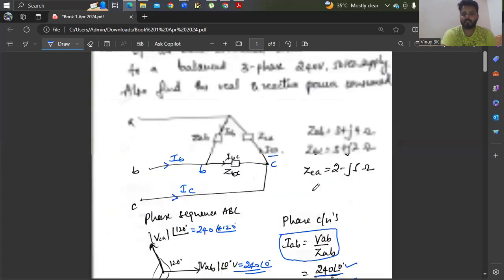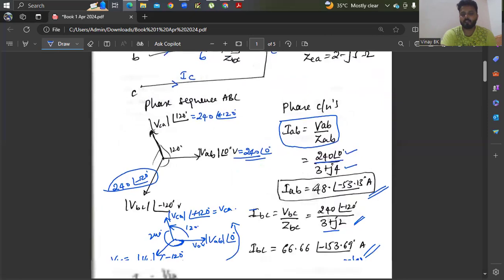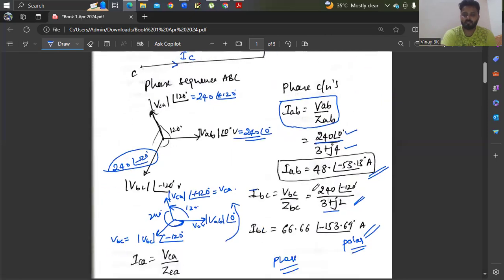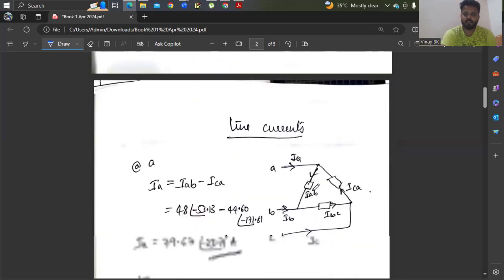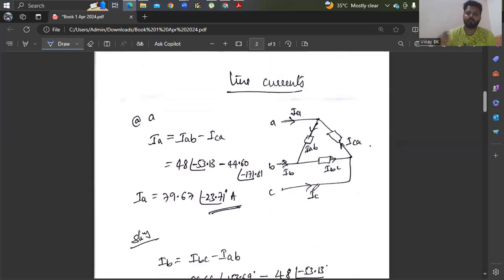If you want, you can take a screenshot of these answers: IAB, IBC, ICA. Then you need to find the line currents. To find the line currents, you know this is the line, A to capital A is the line. And here you are just applying KCL.